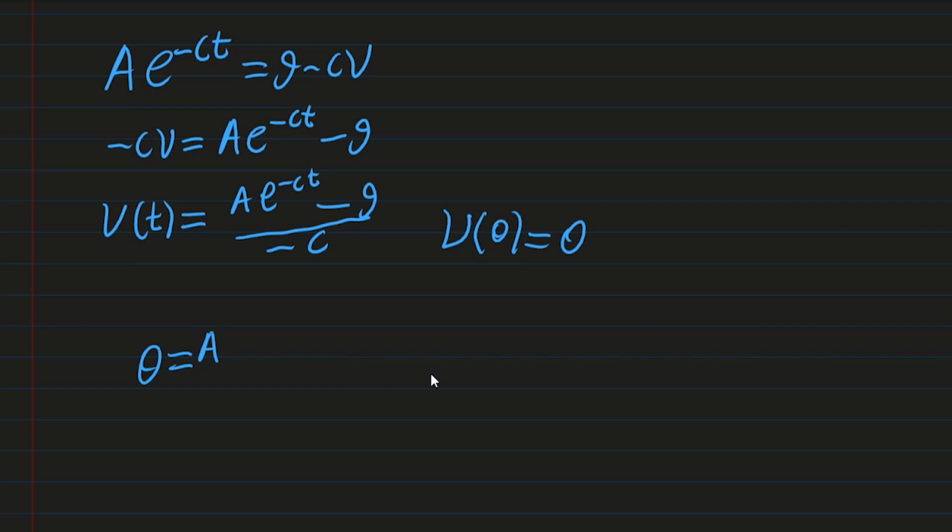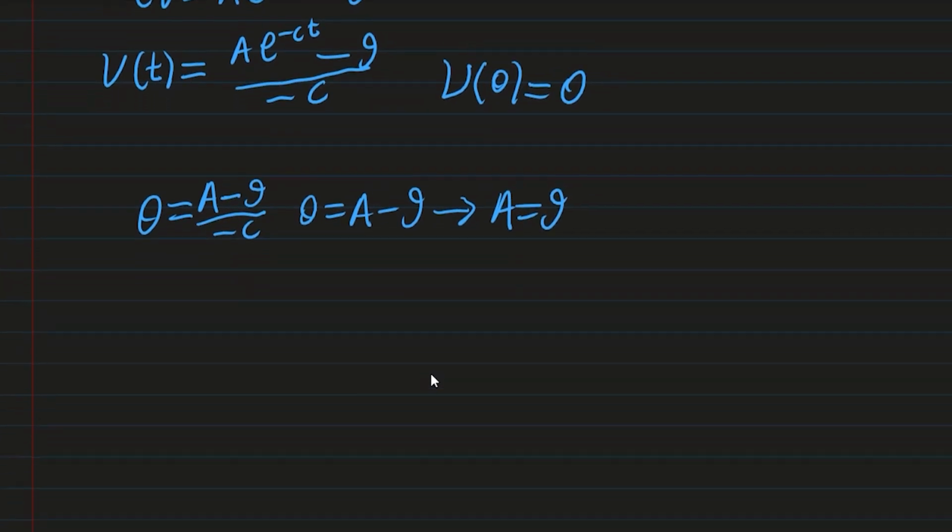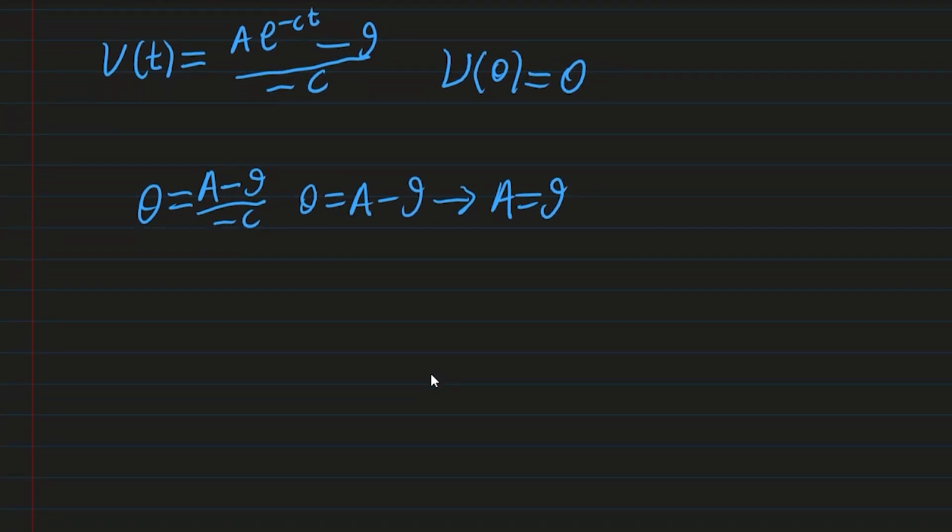Anything to the 0th power is going to become 1, and so I'm just left with a, and then I have negative g still and negative c. Now if I multiply both sides by negative c, I can see that I'm just left with 0 equals a minus g, or in other words, a is equal to g. Now since I have figured that out, I can replace a with g.